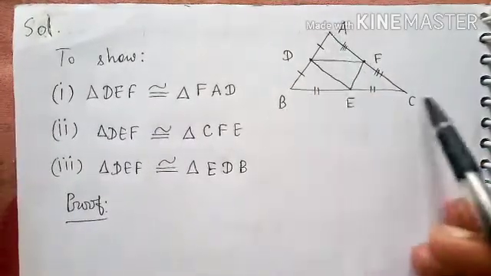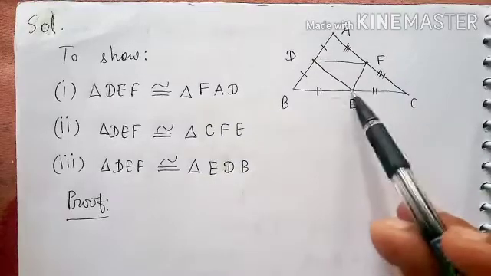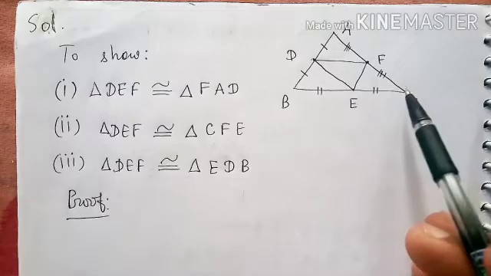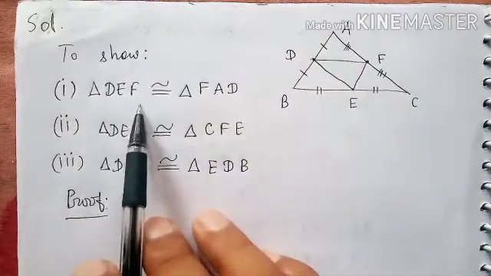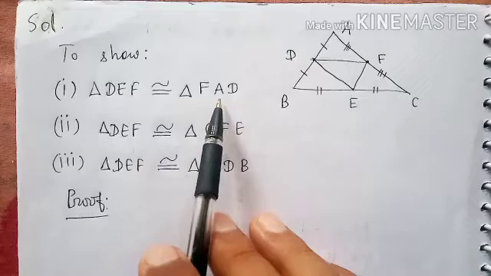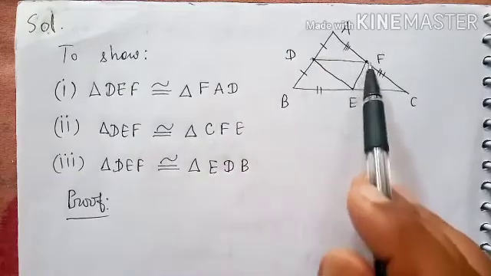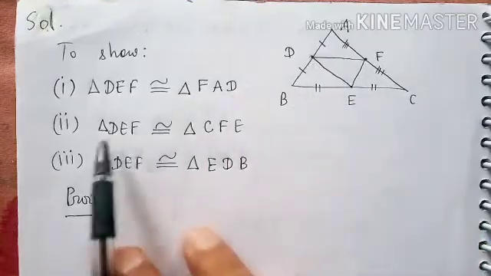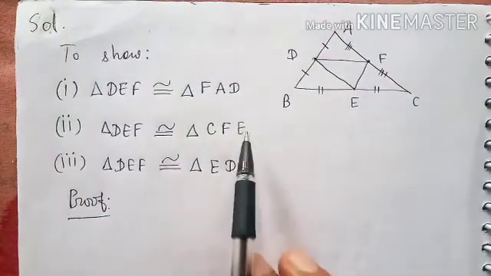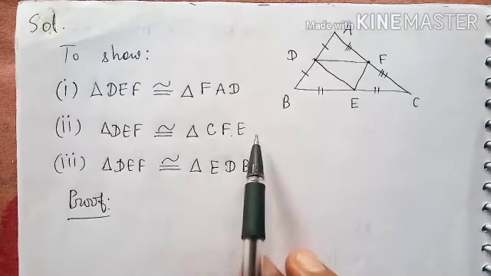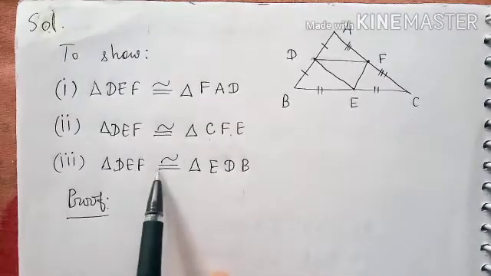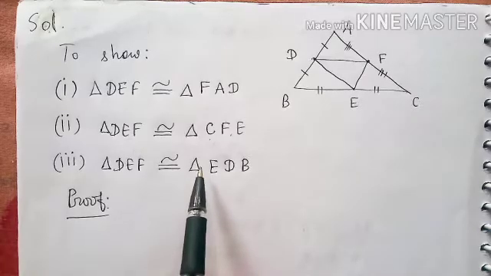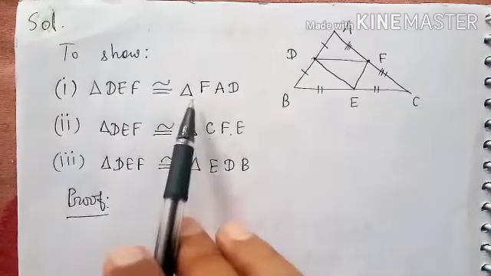Here in triangle ABC, D is the midpoint of AB, E is the midpoint of BC, F is the midpoint of AC. We have to prove triangle DEF is congruent to triangle FAD. Triangle DEF is congruent to triangle CFE. And triangle DEF is congruent to triangle EDB. Right? So what to do? Now firstly this one.